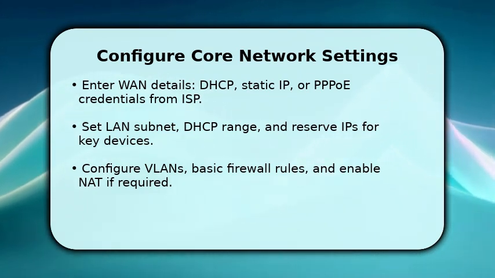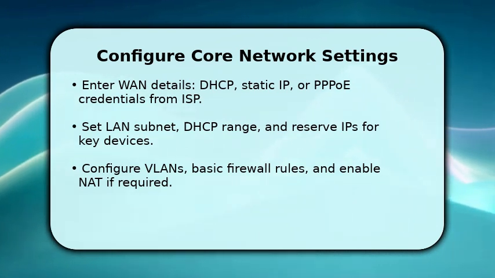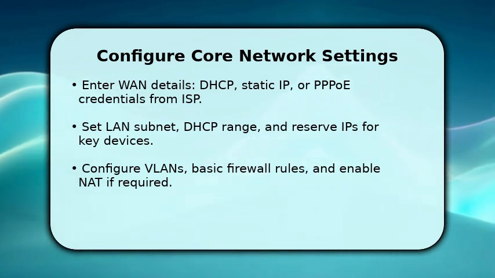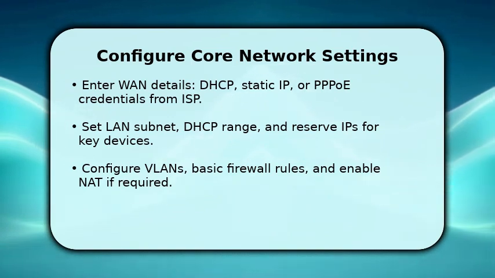stable IPs. Create VLAN for guest versus internal traffic, then add minimal firewall rules to block inbound threats while allowing established outbound sessions. Finally, enable NAT and test internal clients can reach the internet before moving to wireless and CoS.